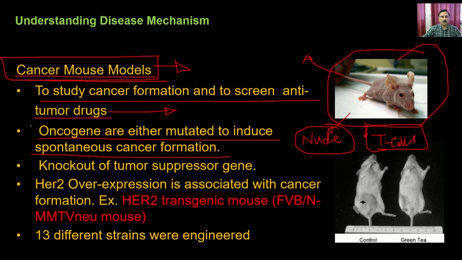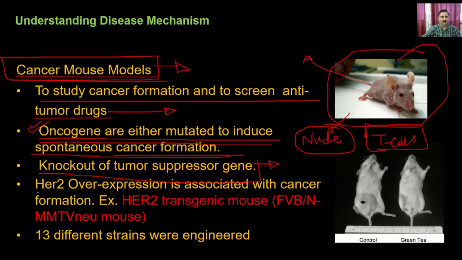So there are two ways in which you can develop the mouse model for cancer. Either you overexpress the oncogenes, and that is going to cause spontaneous cancer formation, or you can have a knockout of a tumor suppressor gene. Once you have the knockout of a tumor suppressor gene, it is going to allow the tumor to form in these cells, in these organisms.